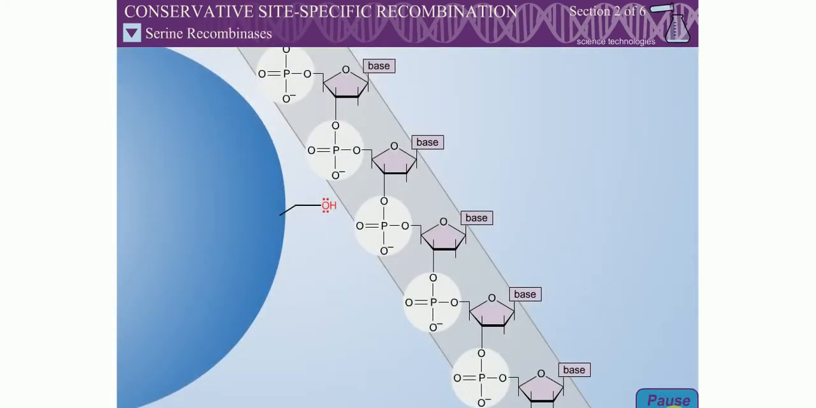For the serine recombinases, the side chain of a serine residue within the active site attacks a specific phosphodiester bond in the recombination site. This reaction introduces a single-stranded break in the DNA and simultaneously generates a covalent linkage between the serine and a phosphate at the cleavage site of the DNA.